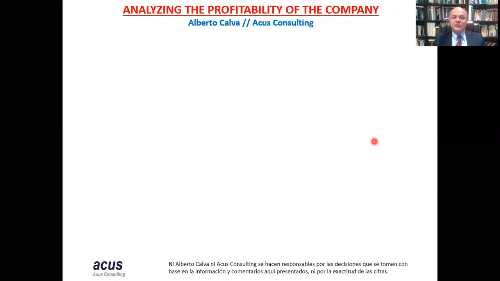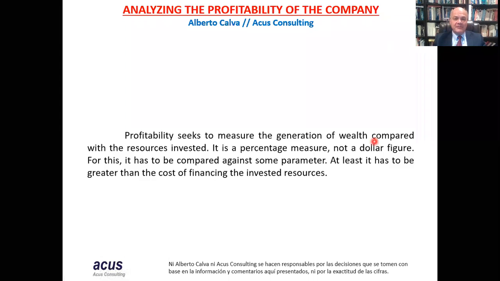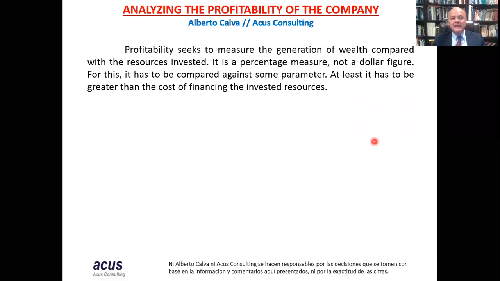Today, I want to review with you some of the basic financial ratios that we use to analyze the profitability of the company. First of all, what do we have to understand by profitability? When we analyze profitability, what we are trying to check is what is the generation of wealth in a company compared with the resources that are invested in the company. It is a percentage measure. This is not a dollar measure.